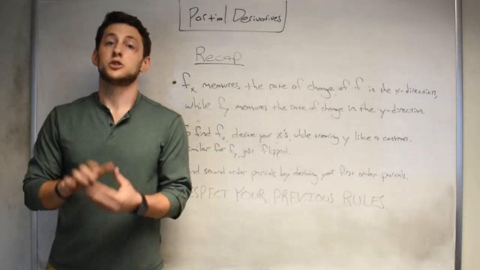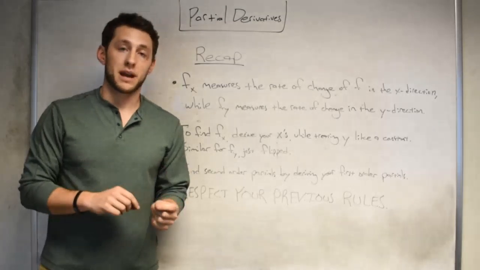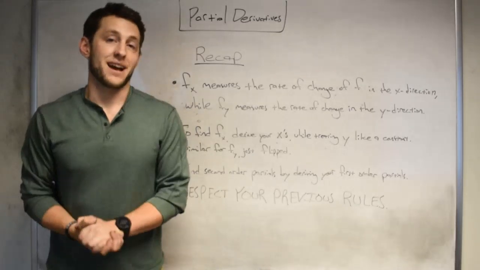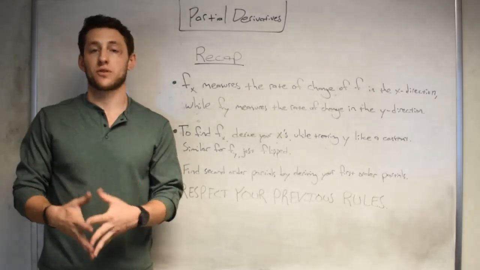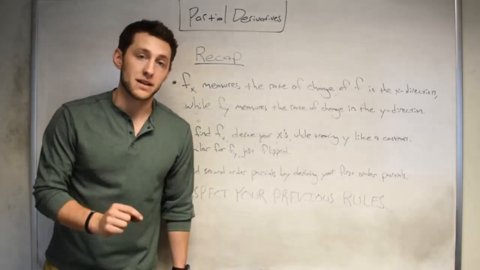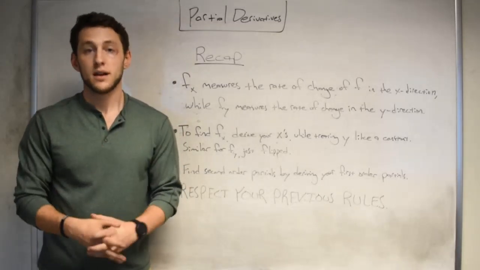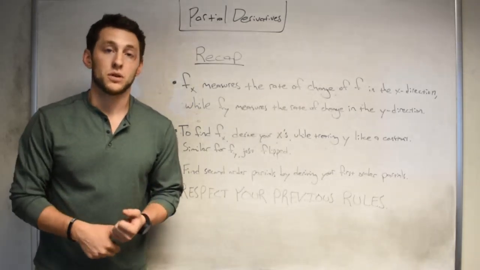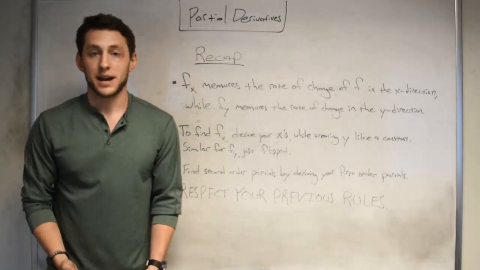To find f sub x, derive your x variables while treating your y's as constant. F sub y is found in a similar manner, except you'll be treating y as a variable and deriving it, while treating x as a constant. Finding your second order partials is as easy as just deriving your first order partials with respect to x and with respect to y. Last but not least, if you are finding a more complicated partial derivative, respect your previous rules. The chain rule, product rule, quotient rule, logarithm rule, and exponential rule all still apply, except for the fact that we'll be deriving with respect to x and y on the inside of them.